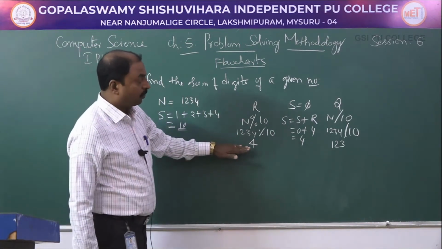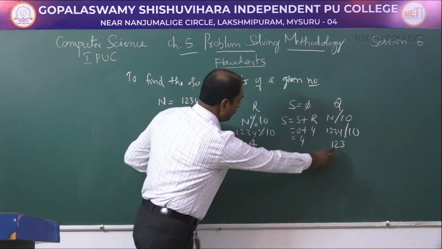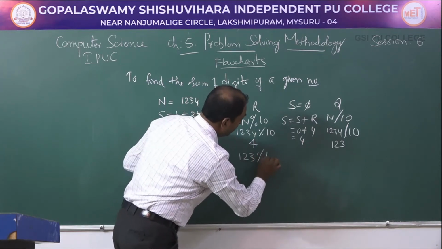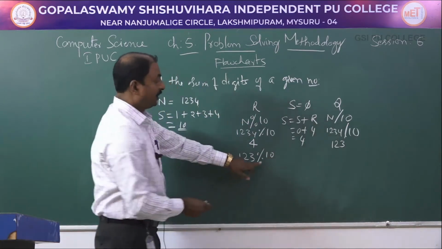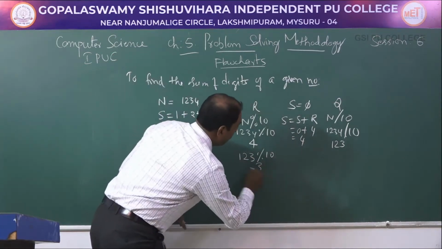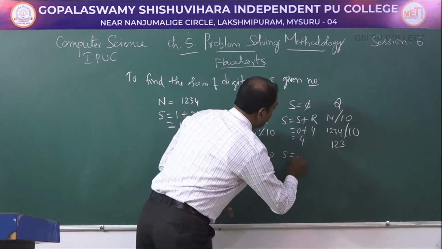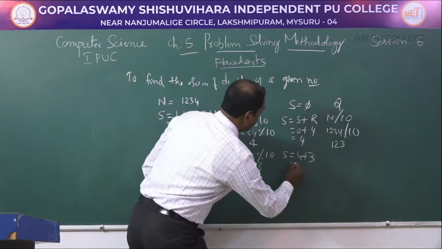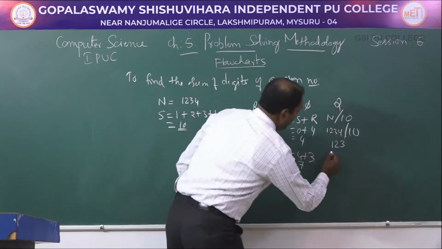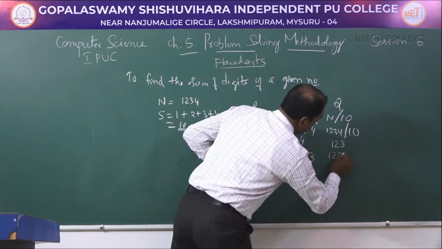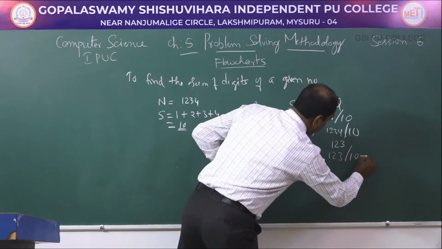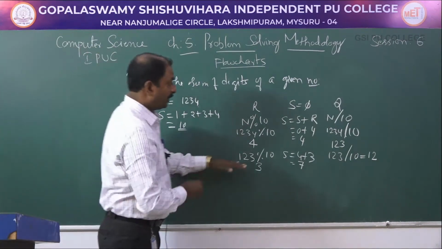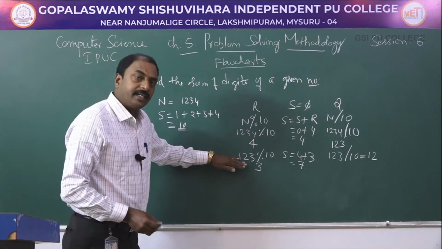So what is the next step? Next step is take n as 123. 123 percentage 10, and again if we divide this, the remainder will be 3. So sum will be s equals sum, which is 4, plus 3, this is the remainder, that equals 7. And here 123 divided by 10, the quotient is 12. Next, this is the second cycle or second iteration.